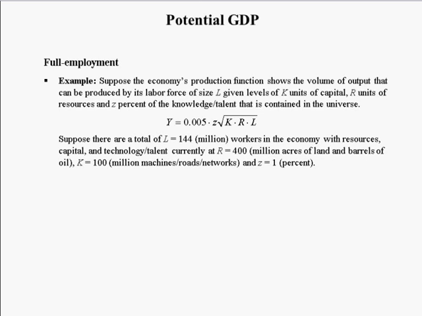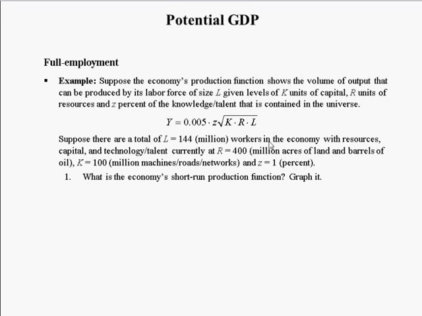Suppose there are a total of 144 million workers in the economy. This is our labor force. It's much different than the number of people employed. And then resources, capital, and technology are at 400, 100, and 1.